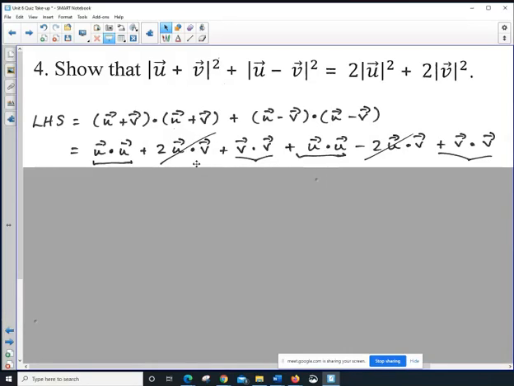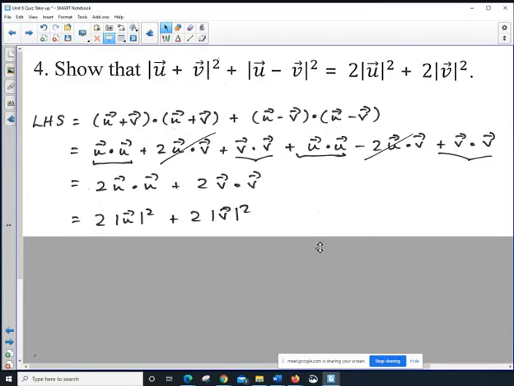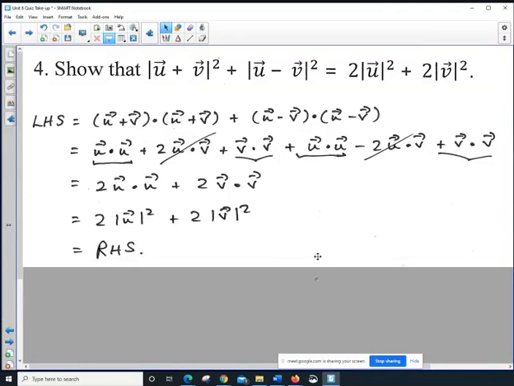And lo and behold, you know, hey, u dot u, magnitude squared. Another u dot u, that's another magnitude of u squared. That's where the 2 times magnitude of u squared comes from, and then similar for the v's, okay? And we get exactly the right-hand side, okay?